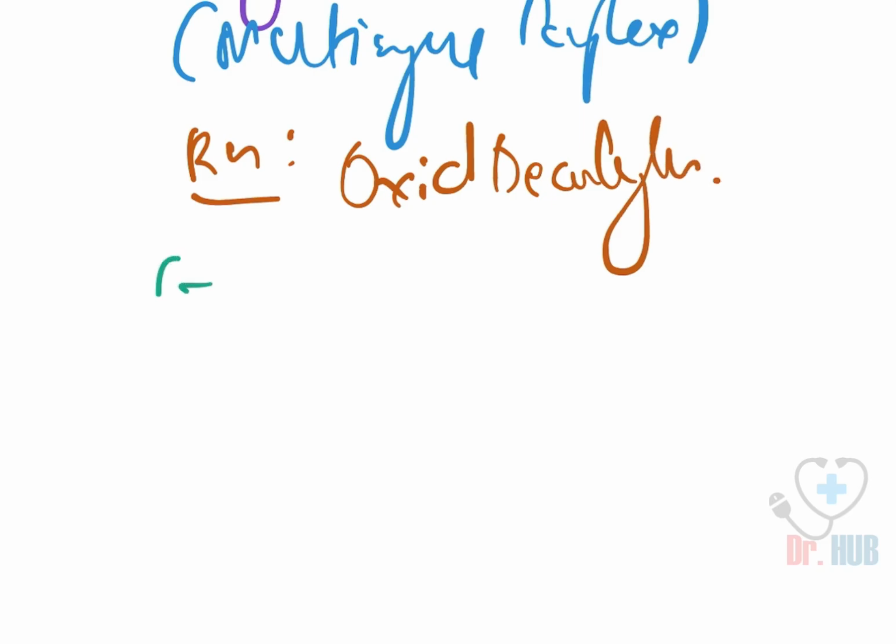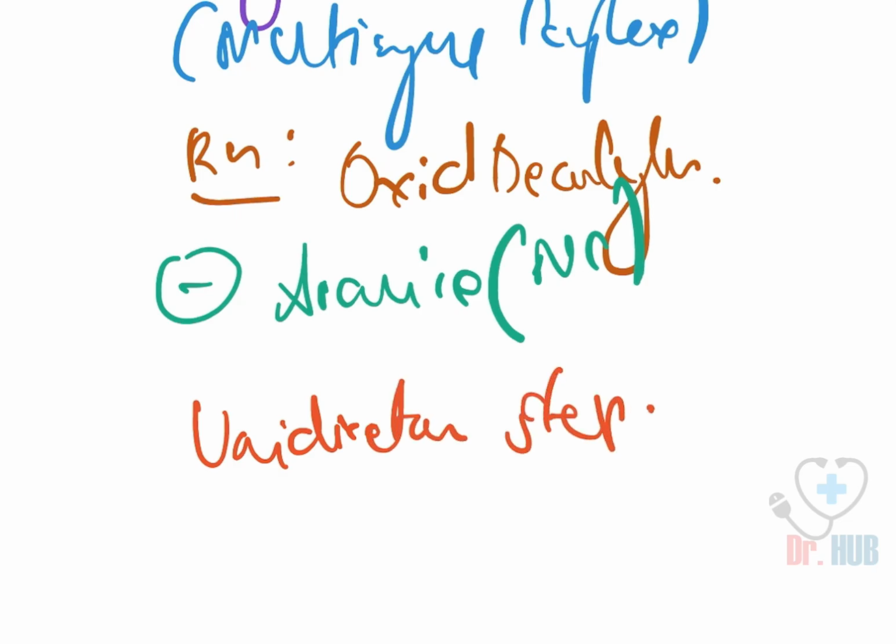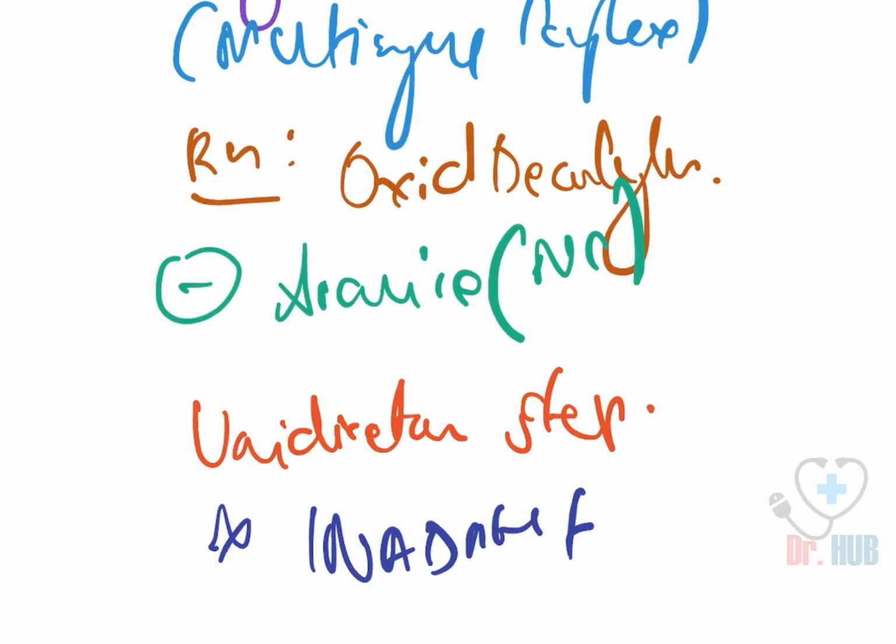And what is it inhibited by? The inhibition is by arsenite. It is non-competitive. And physiologically it is a unidirectional step. What is released in this step is 1 NADPH as well as the CO2.